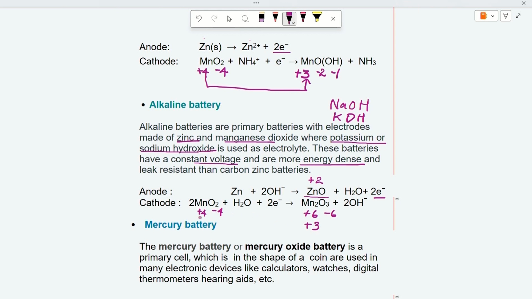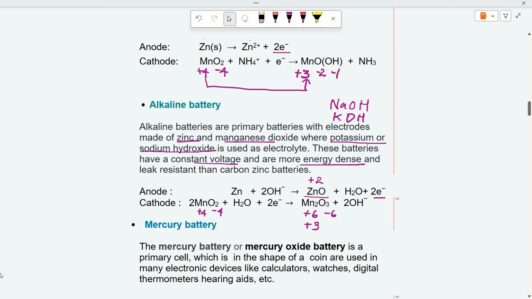Again there is a reduction, that is one manganese ion in the +4 state goes to the +3 state, again that refers to a reduction. Next type of battery is the mercury battery, or we call it mercury cells.